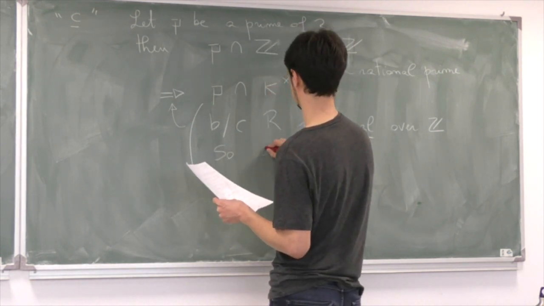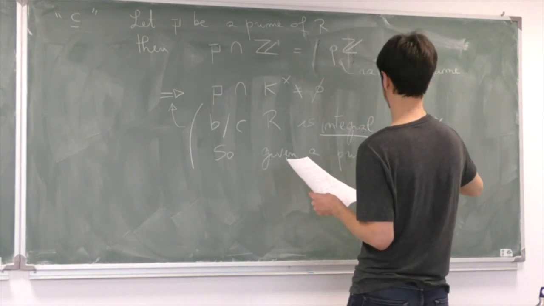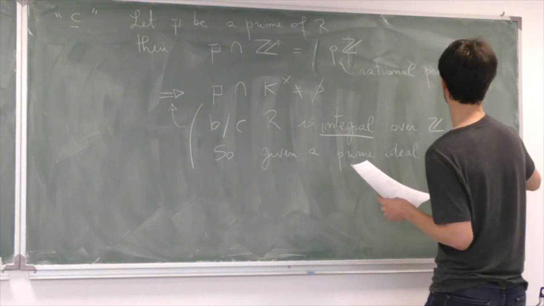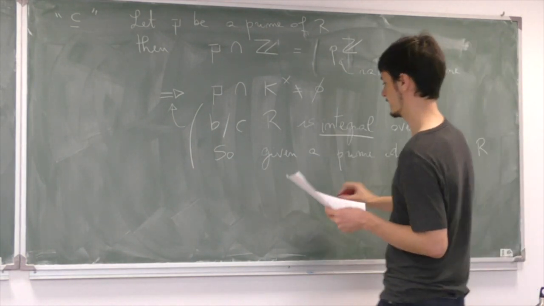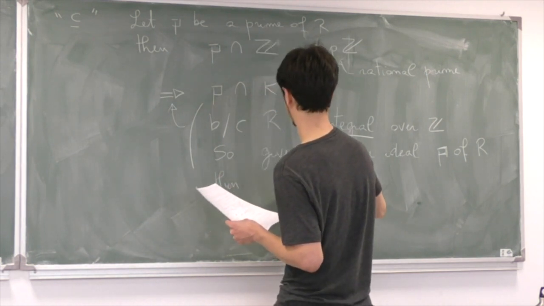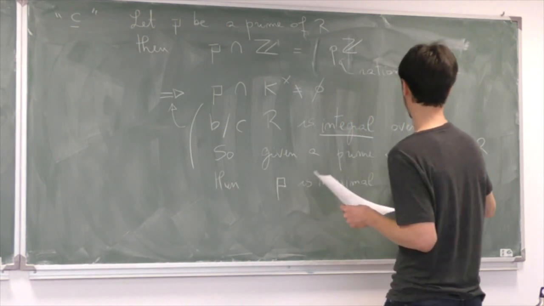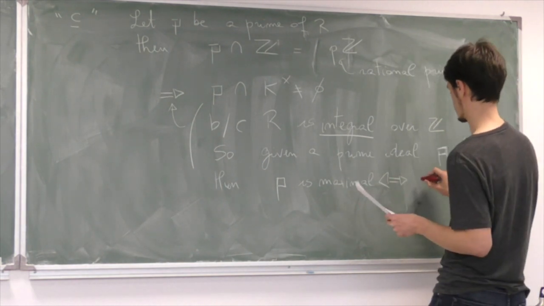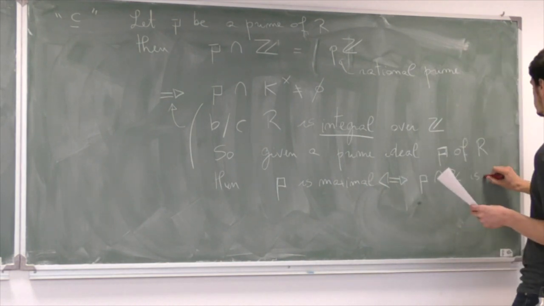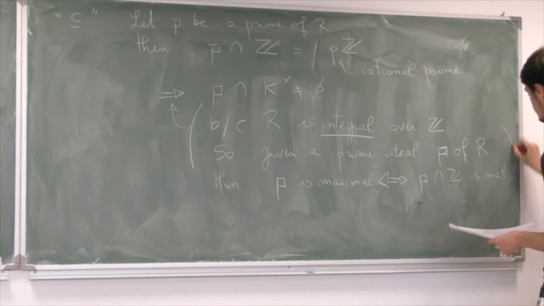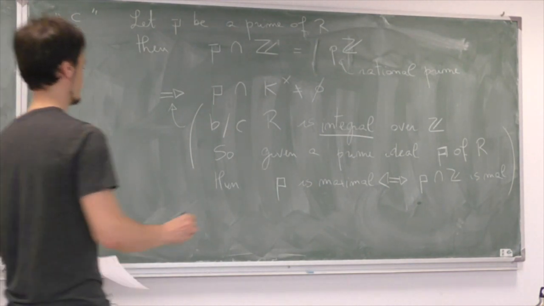So given a prime ideal of R, then it is maximal if and only if the intersection with Z is maximal. And maximal ideals of the ring of integers are precisely ideals generated by a rational prime. Okay, this concludes the proof.